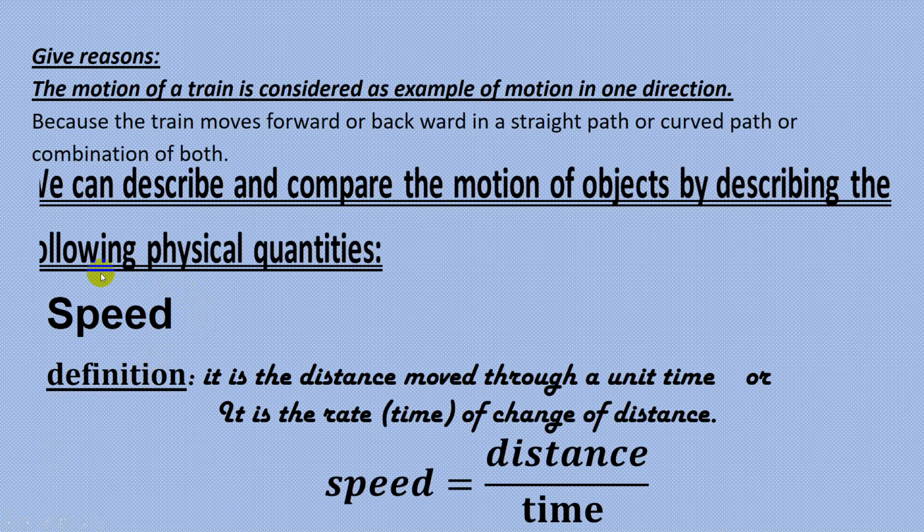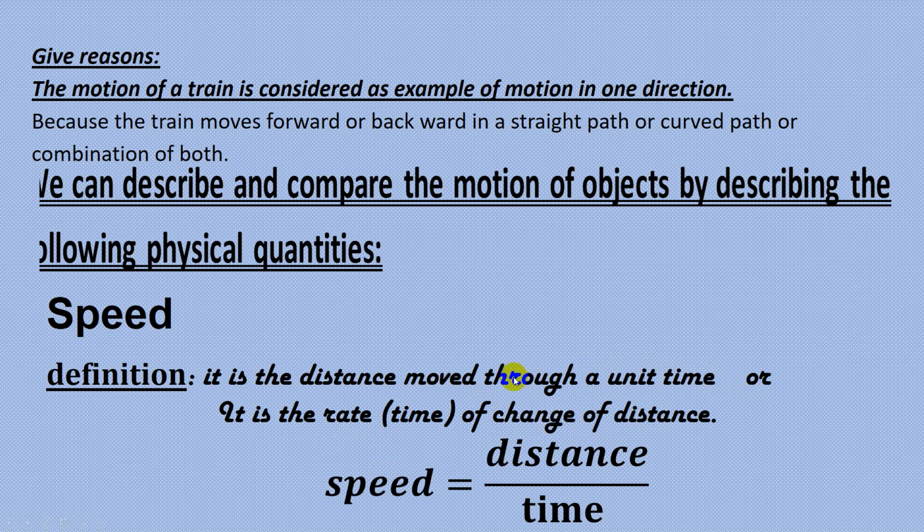Let's start with number one, the speed. What is the speed? Speed of an object depends on two things, in fact: the distance it covers and the time. So let's say simply that the speed is the distance moved through a unit of time, or it is the rate of the change in distance with time. What's the meaning of this?